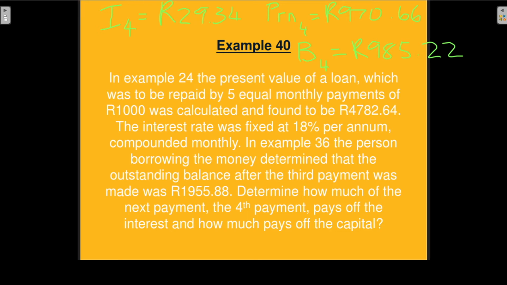In the previous lecture, we did example 40. We revisited example 24 and example 36. For that example, we wanted to calculate what portion of the fourth payment pays off interest and how much pays off the capital, and also what the outstanding balance was at time T4. I have the answers here on the slide.